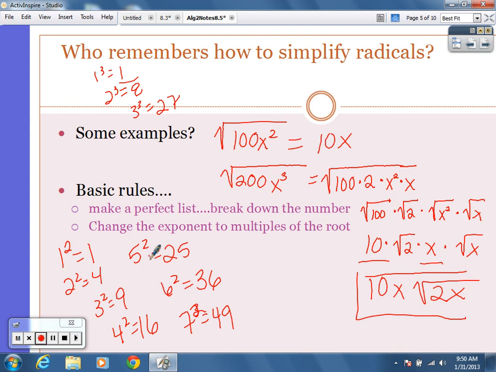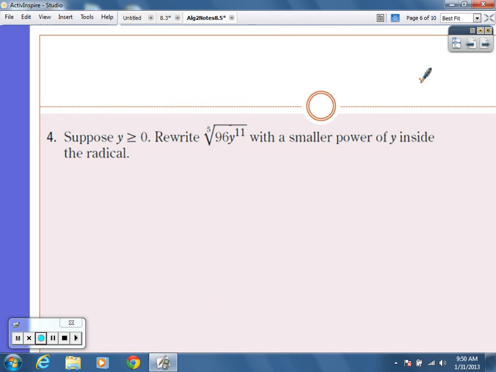We're going to have lots of examples, okay? When you have variables with exponents, you're going to change that exponent to multiples of the root. Here it was a square root, so I needed an x squared there so I could take something out. If it was a cube root, I'd want a multiple of 3 in there. Like I said, we're going to go over lots of examples. Hopefully this makes sense, and if not, you need to jot down some questions so that we can ask.